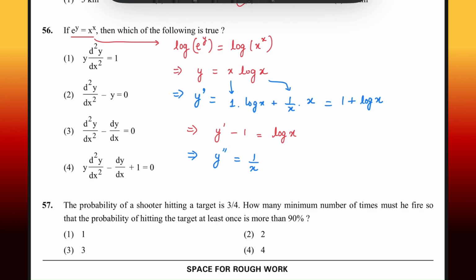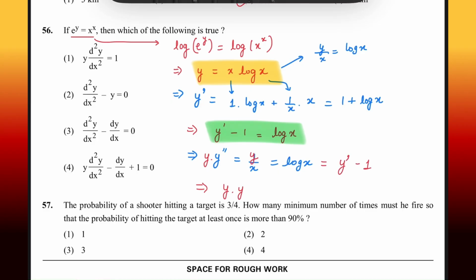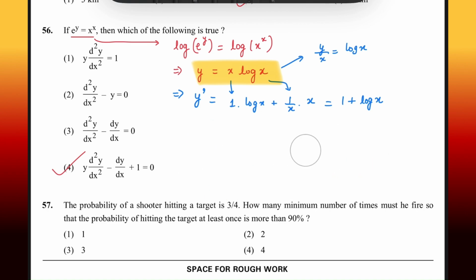Now, we need y double dash into y, right? So let's multiply y both sides. So I get y double dash equals y over x. But the given equation says y over x is log x. So this is equal to log x. But what is the value of log x? Log x has the value y dash minus 1. So if I now shift these two terms to the left side, what I get is y into y double dash minus y dash plus 1 equals 0, which is option 4, right? So option 4 is the correct answer for this question.